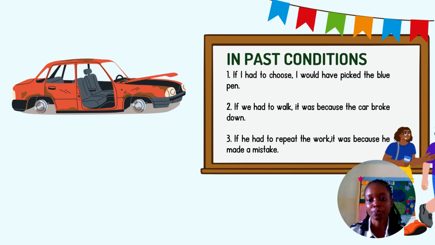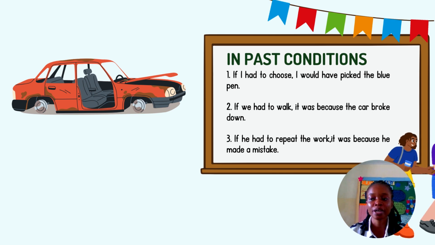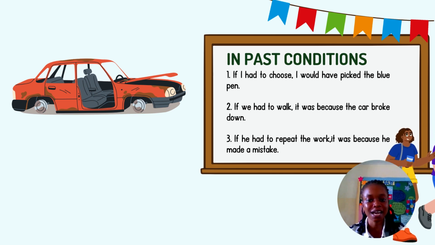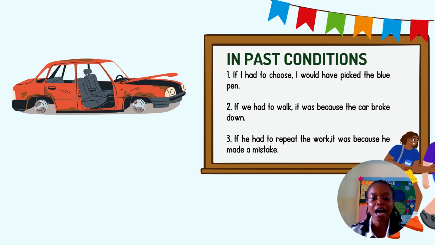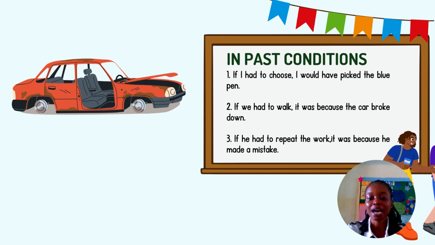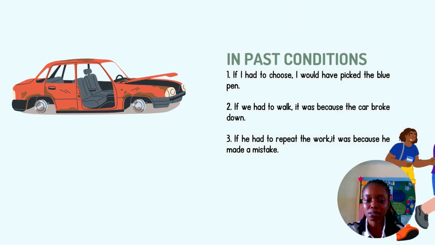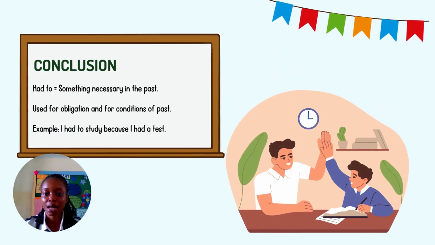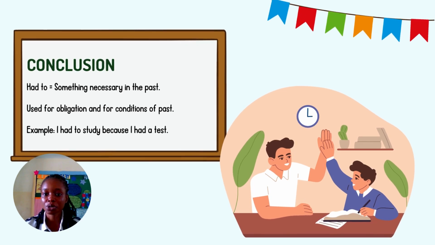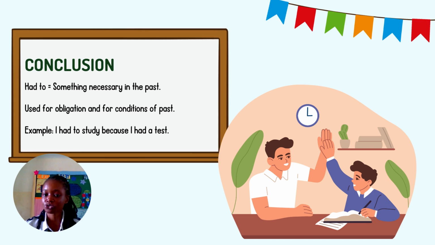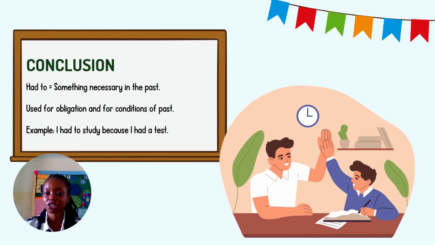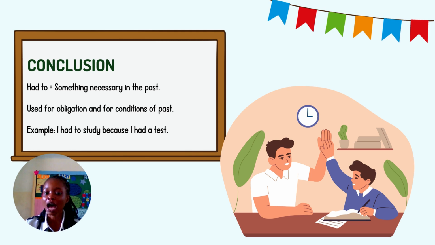If we had to work with the car because the car broke down, in a situation where they are required to work, it had to be because an action such as the car breaking down had already taken place. So we can use had to in past conditions. In conclusion, had to is used for actions that are necessary in the past. When an action is necessary in the past, you make use of had to, and also use it for obligation or for conditions of the past, things that were required to be done in the past.